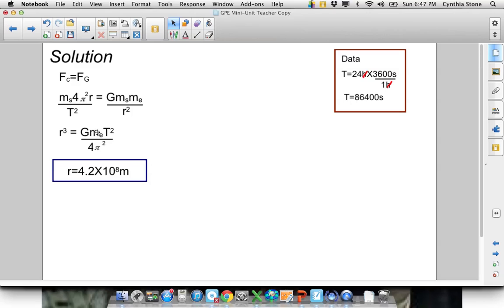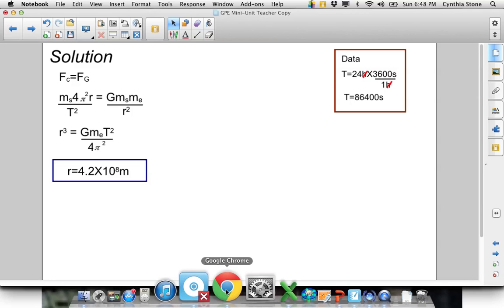Sub in the mass of the Earth, because the mass of the satellite cancels, like I said. And you end up having to take the cube root. When I put it in my calculator, I put all the numbers in and then went exponent 1 over 3, or your calculator might have a cube root button. You get 4.2 times 10 to the 8, which I could just Google. Let's see if it's a reasonable answer.